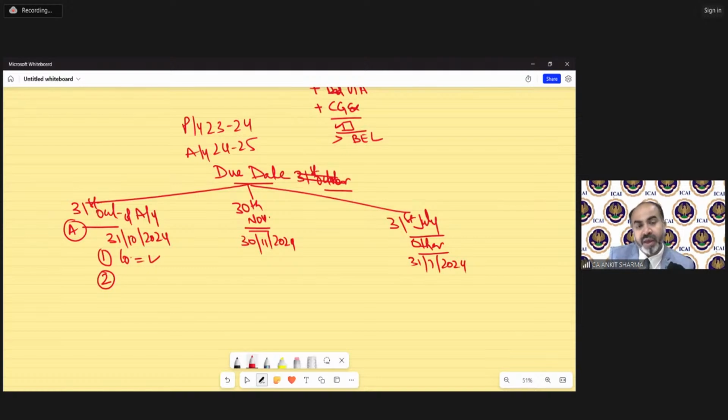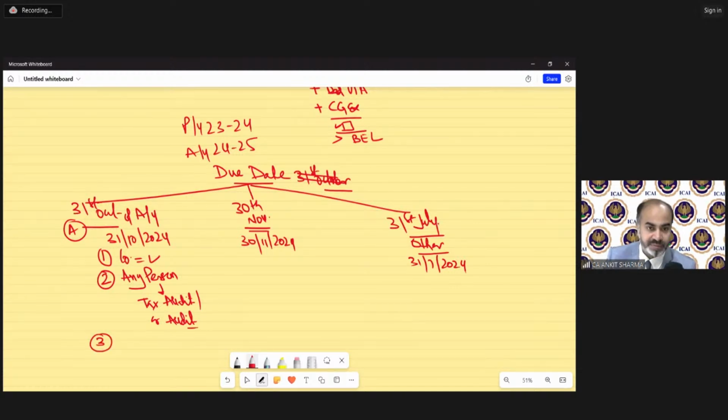Point number 2, any person other than a company, whether it's an individual, HUF, AOP, BOI, partnership, anyone who needs to conduct a tax audit under the Income Tax Act or any other kind of audit. So if any person needs to conduct an audit under the Income Tax Act or under any other law, their return filing date is also 31st of October, whether you are an individual, HUF, AOP, BOI, etc. Clear?